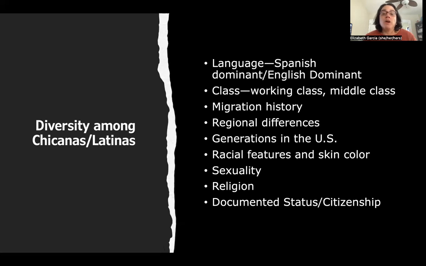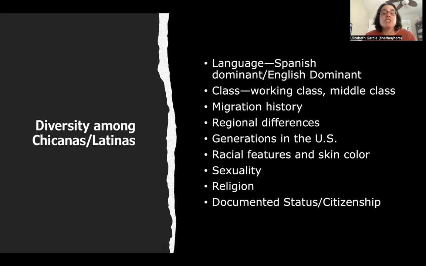There are more and more Mexican immigrants going to places like New York and the Southeast, areas that have not necessarily been areas where you would traditionally find Mexican immigrants. Those are becoming hubs for that population as well. And so those regional differences also define how people identify themselves and the kinds of experiences that they have.